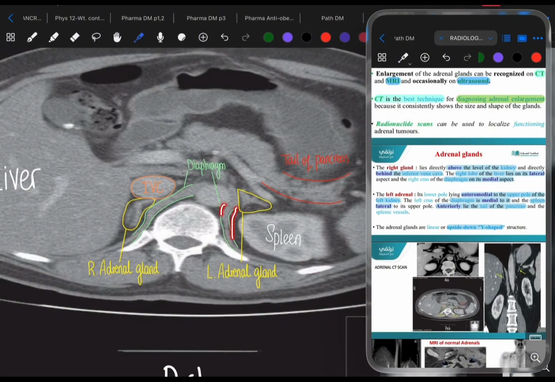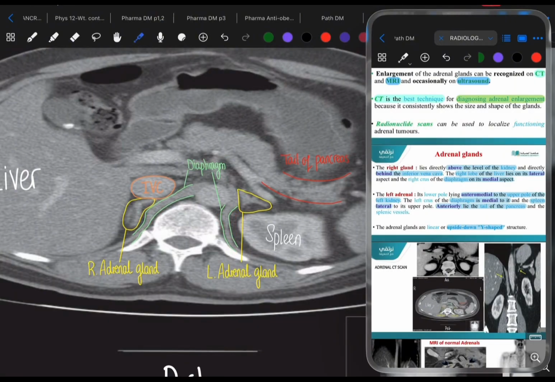So the diaphragm is medial, just like this one. The right one also, the diaphragm is medial. So on both sides, the diaphragm is medial to the right and left adrenal glands. Okay? Then we have the spleen, which is lateral to it. So here, on the right side, the lateral part is the liver. On the left side, the lateral part is the spleen. On the right and left side, both of them, the medial part is the diaphragm. Okay? So medially we have the diaphragm for both sides.